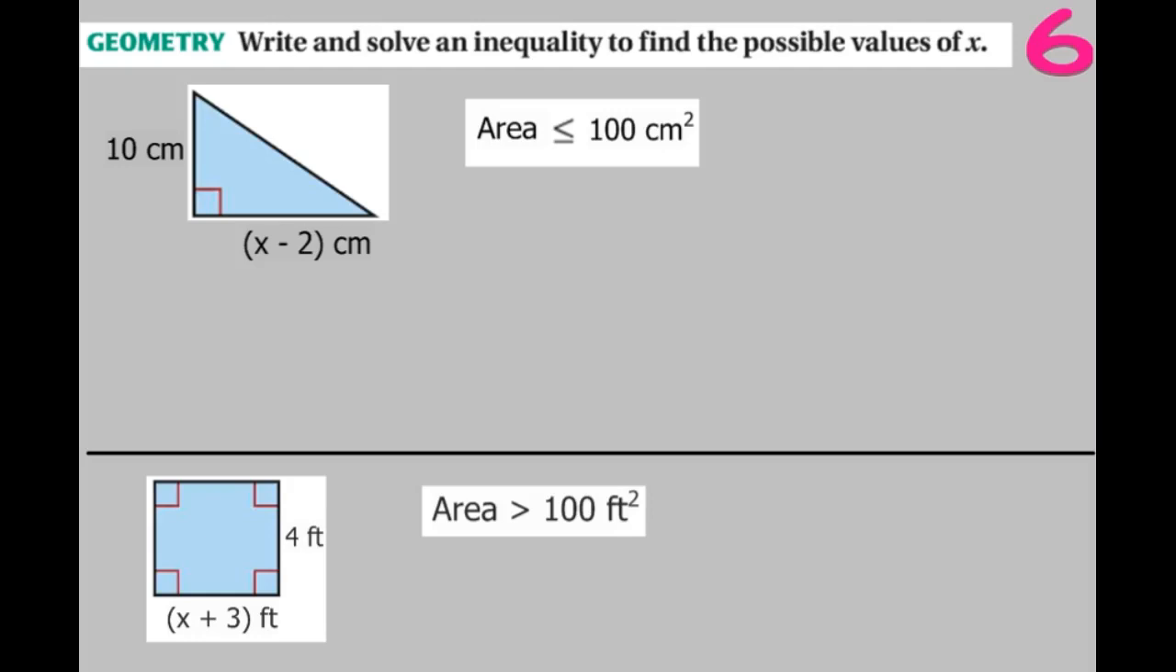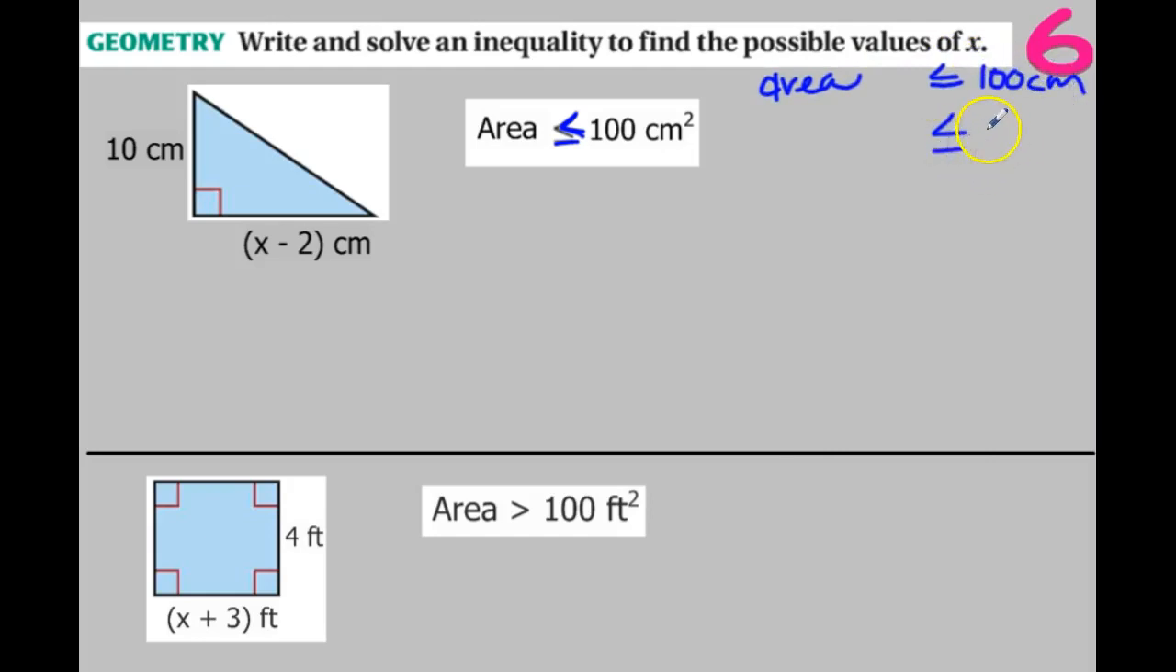Alright, here's a couple problems. It says, write and solve an inequality to find the possible values of x. Here's a triangle, and it says the area has to be less than or equal to 100 centimeters. So a triangle can't be too big, it needs to be small enough so that it's less than or equal to 100 centimeters. So I'm going to start writing the total, all the sides, the area, has to be less than or equal to 100 centimeters.